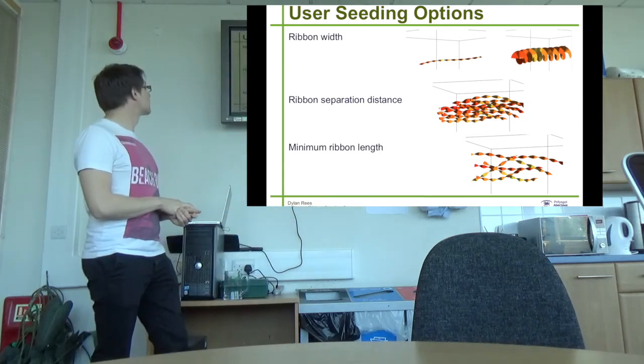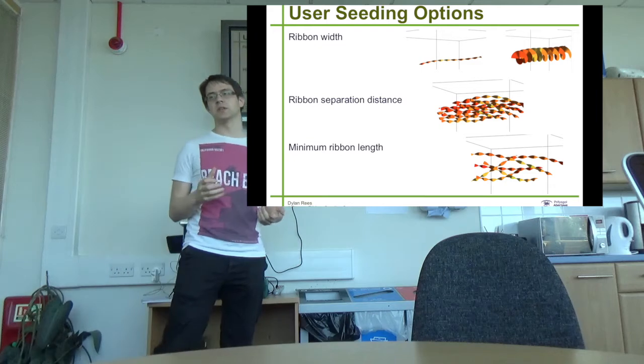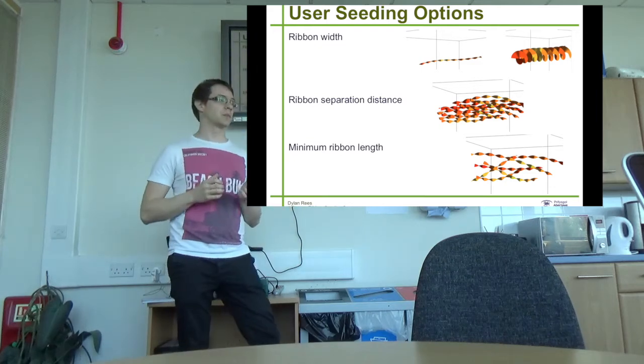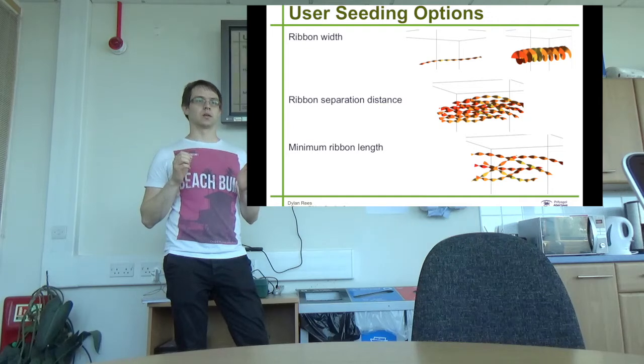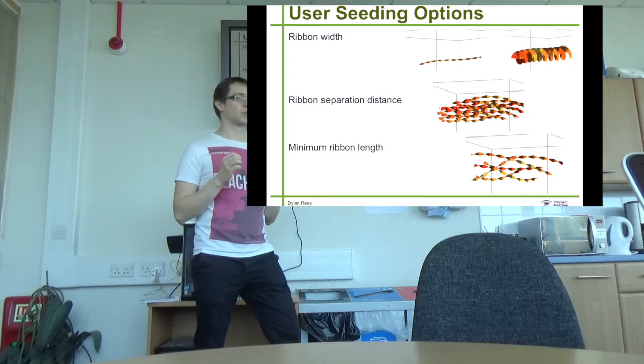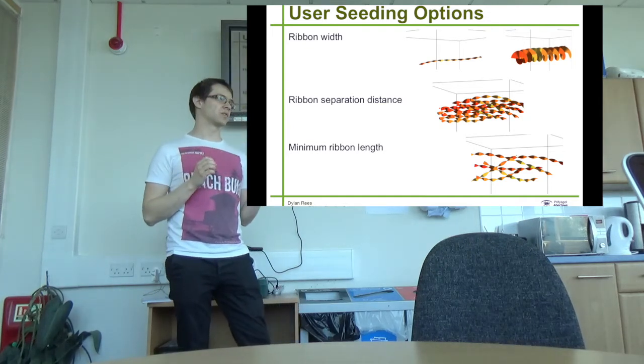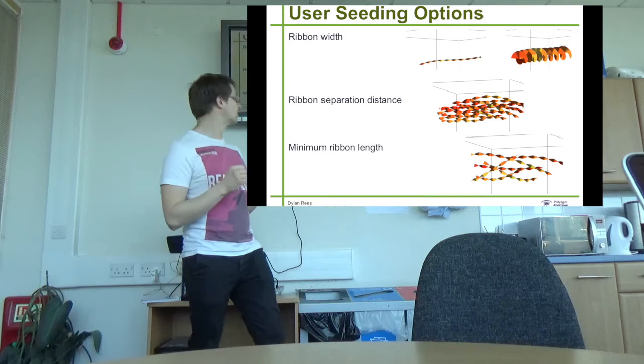Our second seeding option is the ribbon separation distance. I mentioned in our algorithm that we have a prescribed distance between ribbons, and from where a vertex is from another ribbon as a seeding vertex.